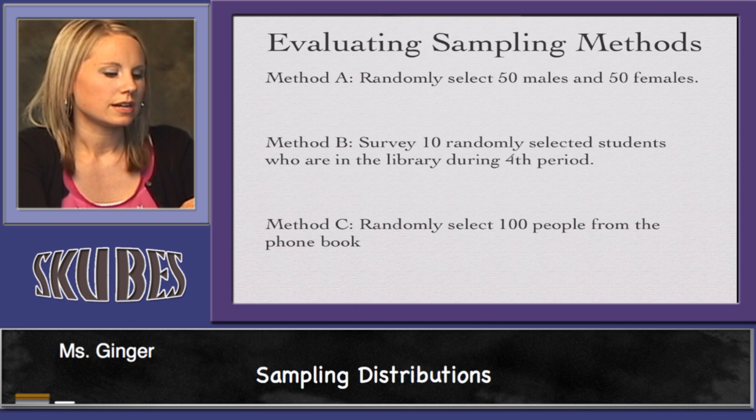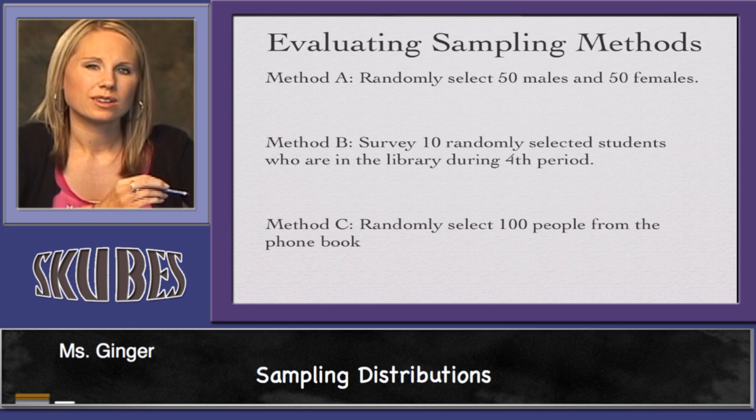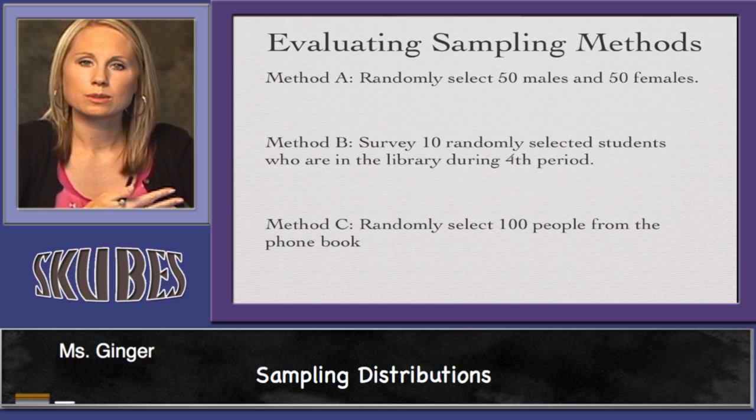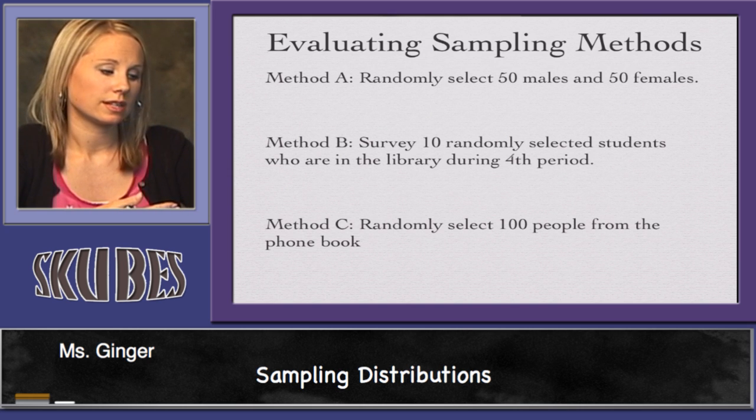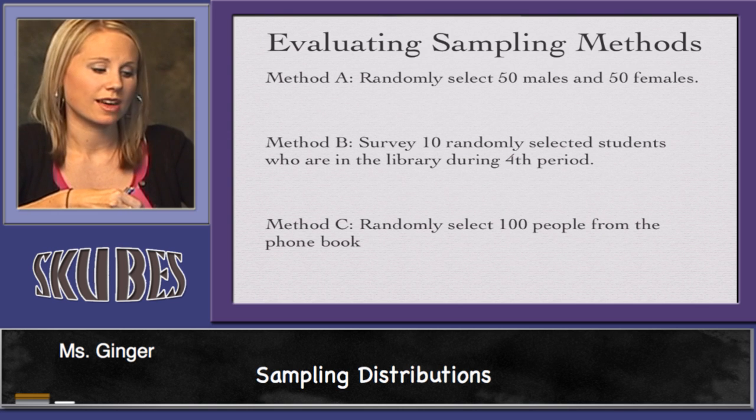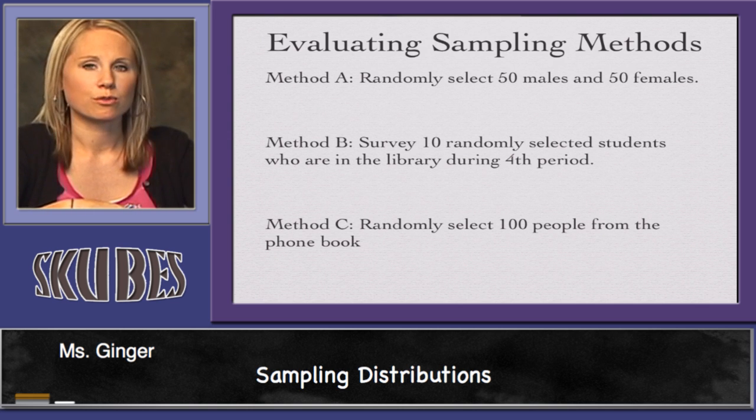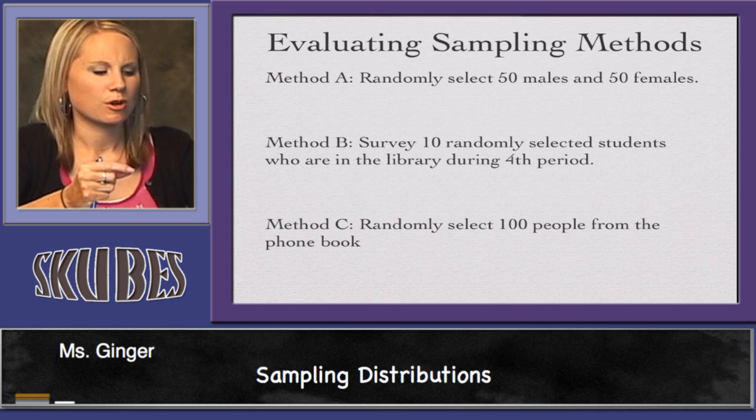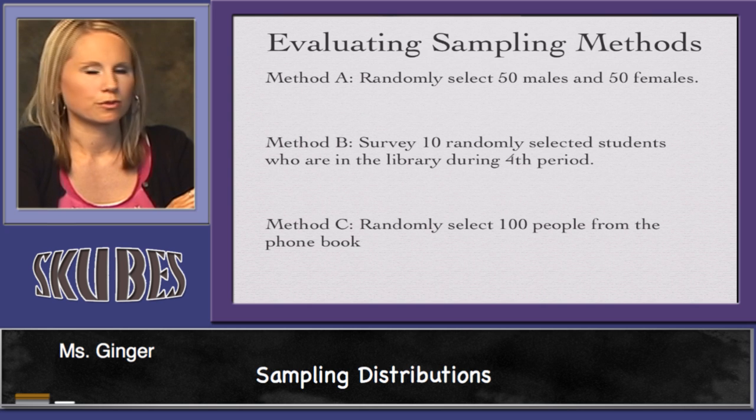For method B, we are randomly selecting 10 students, but keep in mind we're wanting the whole town's opinion. So this method is only asking students, and it's even getting more specific than that. It's only asking students who are in the library during fourth period. So it's a very small group of people from the town. Method C was randomly selecting 100 people from the phone book. So we don't know who we're going to get there.